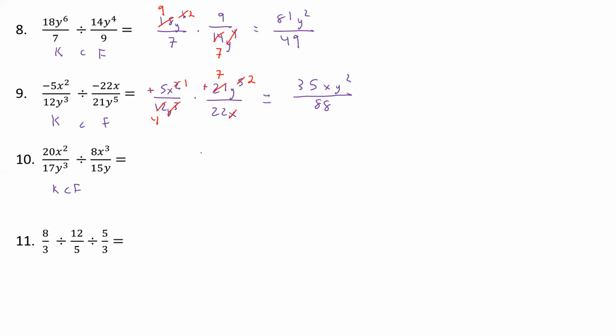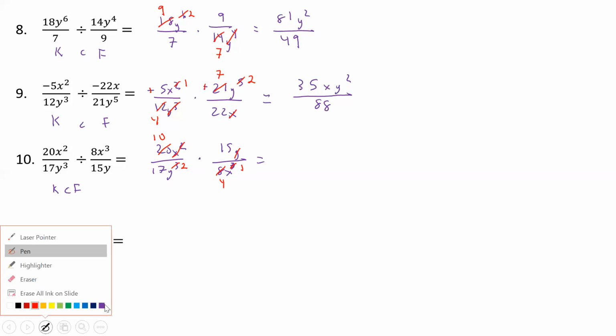Keep, change, flip. All right. So 20x squared over 17y cubed times 15y over 8x cubed. All right. So what do we get? All right, looks like 2 will go in here 4 times. 2 will go in here 10 times. There's 2 here and 3 here, so we'll have 1 left over. There's 1 here and 3 here, so it'll be 2 left over. And that looks to be all we can do.